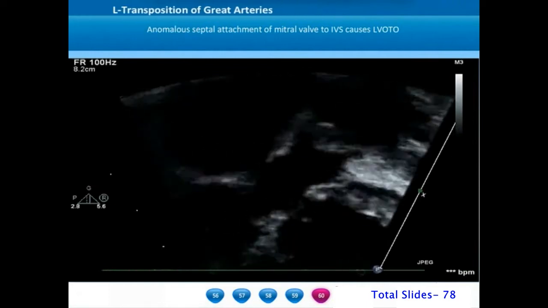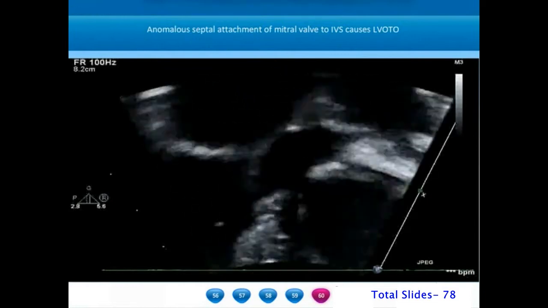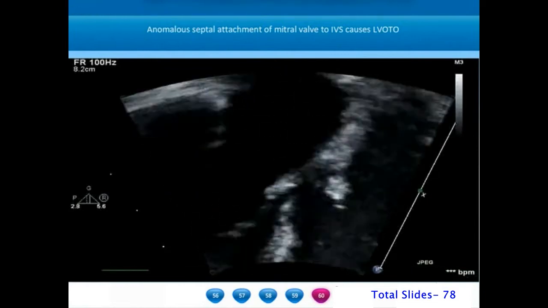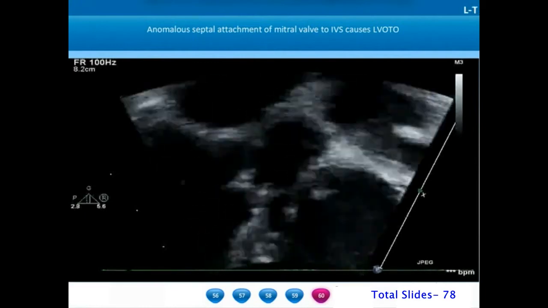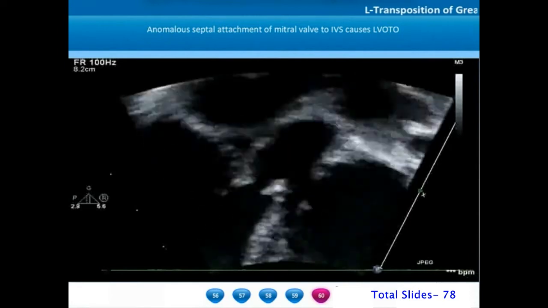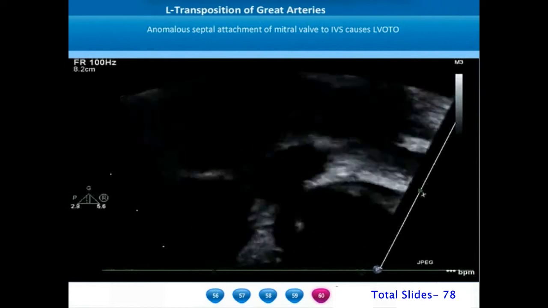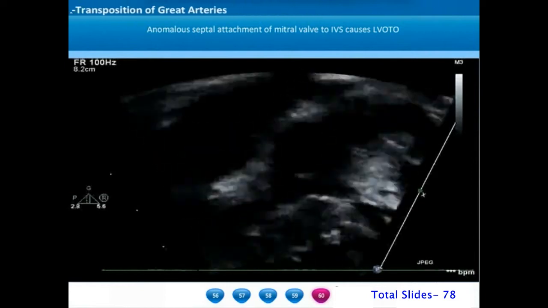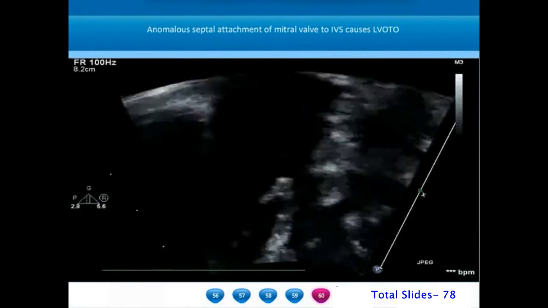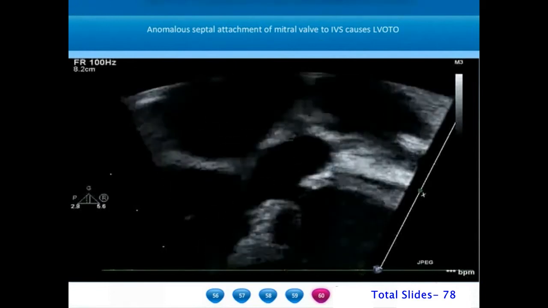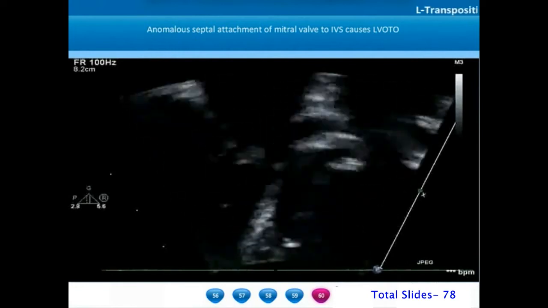This is an example of how anomalous septal attachments of the mitral valve to the interventricular septum can lead to left ventricular outflow tract obstruction. Even though a normal mitral valve is septophobic and does not have any attachment to the interventricular septum at all, a mitral valve can have anomalous, abnormal septal cords which can get attached to the interventricular septum in the left ventricular outflow tract and cause an LVOT obstruction.